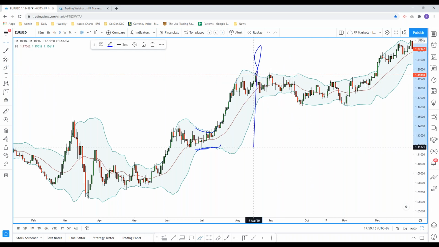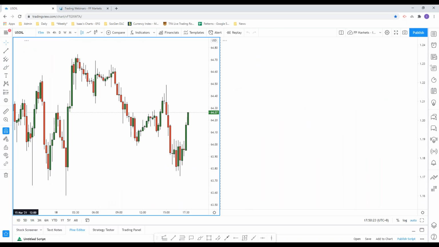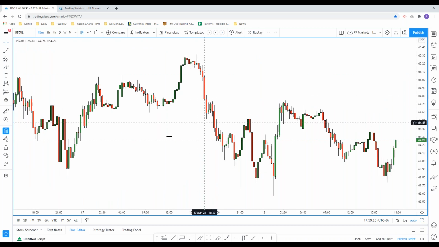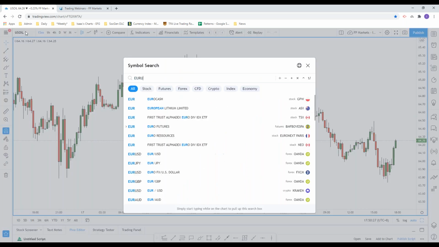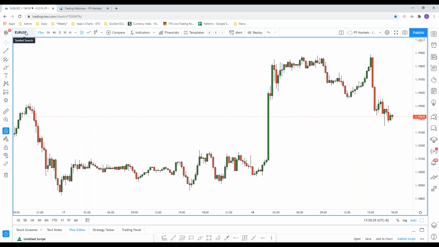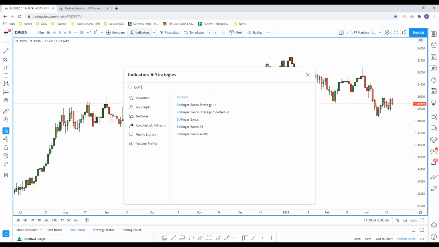Okay, how do I get rid of this? Yeah, I have no idea how to get rid of this. Okay, let's just use the dollar again on the daily and Bollinger Band.